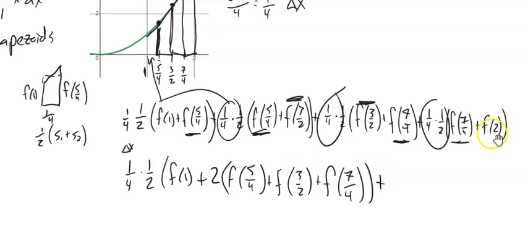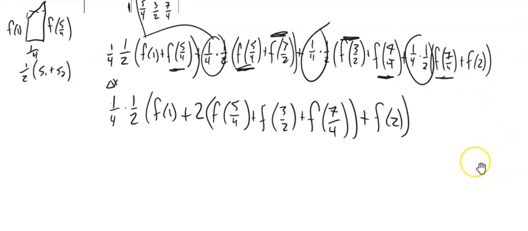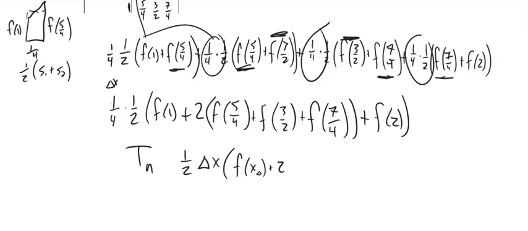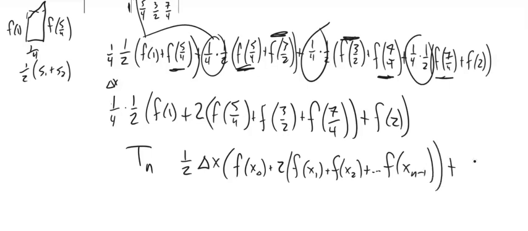And then plus the end one, like that. And then, again, I can shove that all into my calculator and calculate out what it would be. And the general form for the trapezoid T of n, I'm just going to write it out as 1/2 times change in x, f of the first point, plus 2 times all the middle points, all up to the second to last one, plus just the last one.